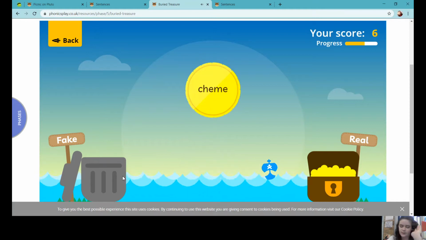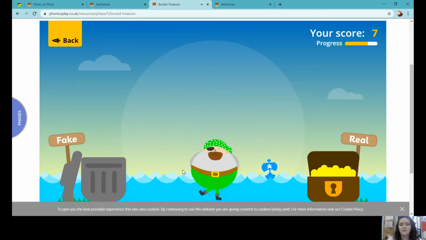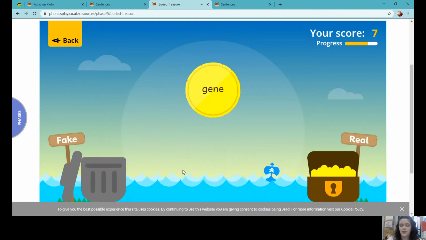Okay, next word, off you go. Wonderful. Cheem. Is cheem a real word or a nonsense word? That's right, it's another nonsense word. Okay, next word, off you go. Wonderful. Geen. Now, that doesn't sound like a real word, but in this word, the g makes a j sound.